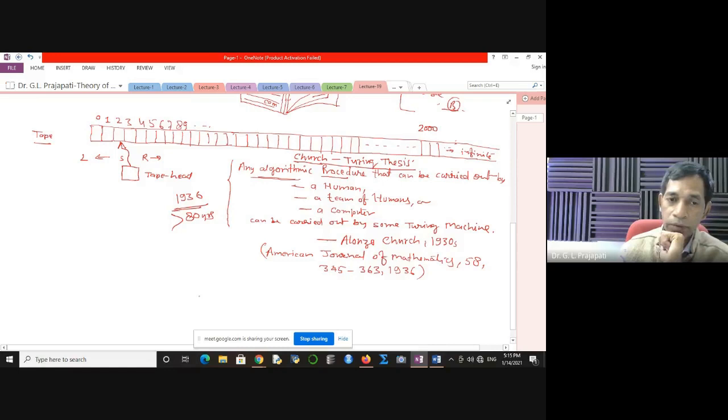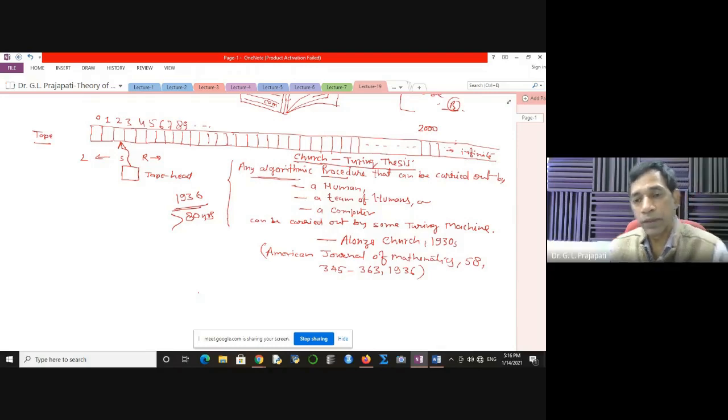And what can it do? The Turing machine can halt, saying that yes, computation is over, or it can go from one state of mind to another state of mind, meaning it can change the state, or it can move the tape head to the left side or to the right side, or it may not move the tape head either left or right, and keep it stationary.